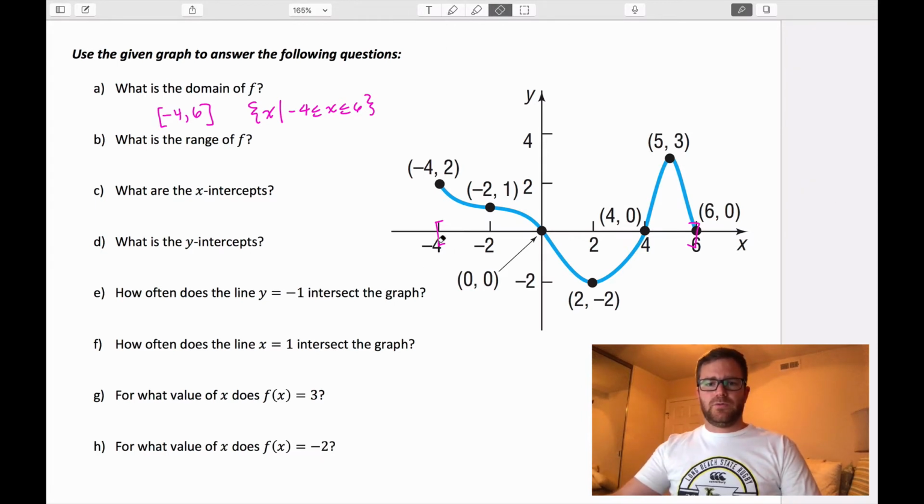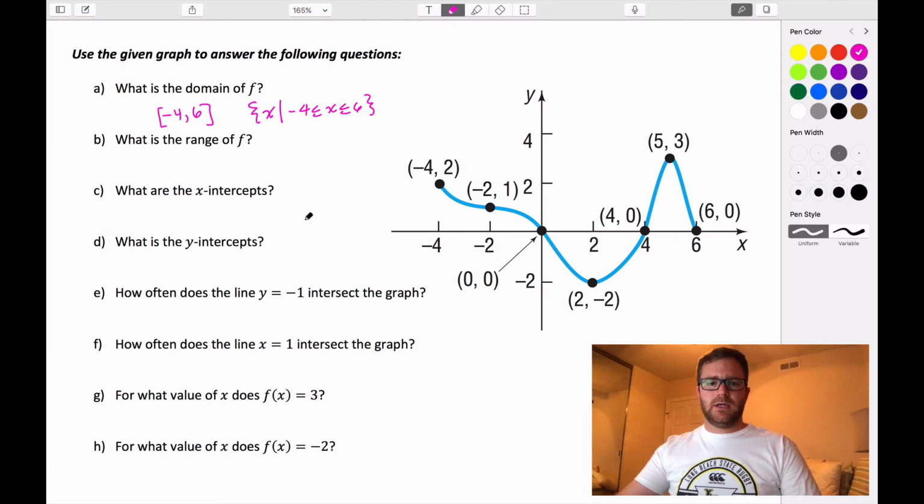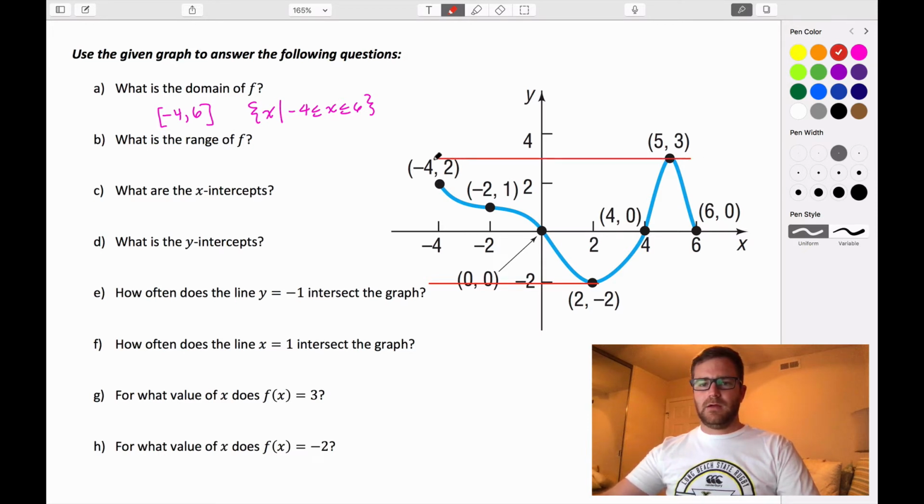Now, if we're talking about the range, so the range is the same idea as the domain, except now we're talking about y values. So we want to look at, well, what is the lowest that this graph goes and what's the highest that this graph goes? So the smallest y value, or the lowest y value, we can see down here at -2, right? So we have this value down here at -2, and it doesn't look like anything's going to go below this. And then the highest that this graph goes looks like it's up here at 3.